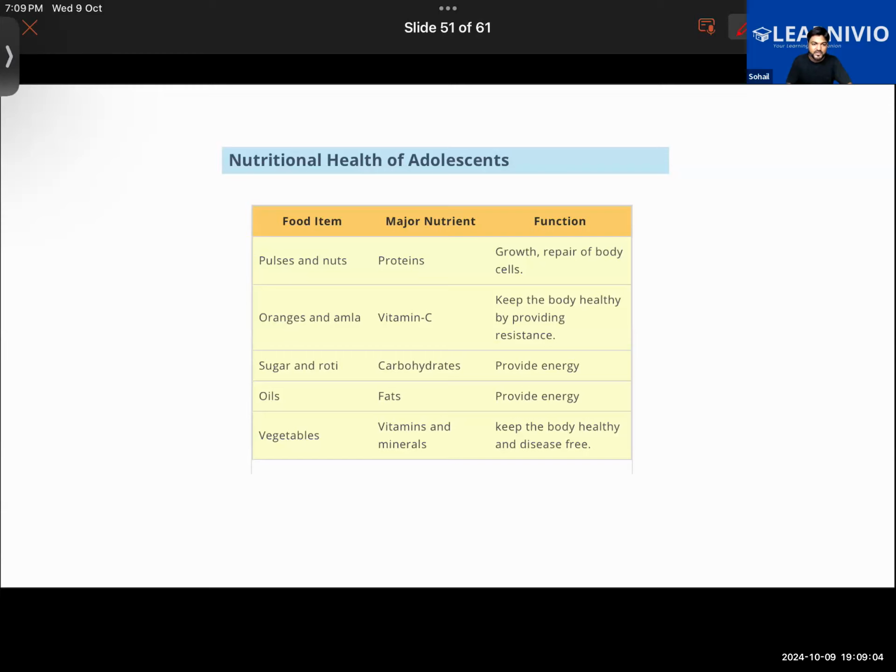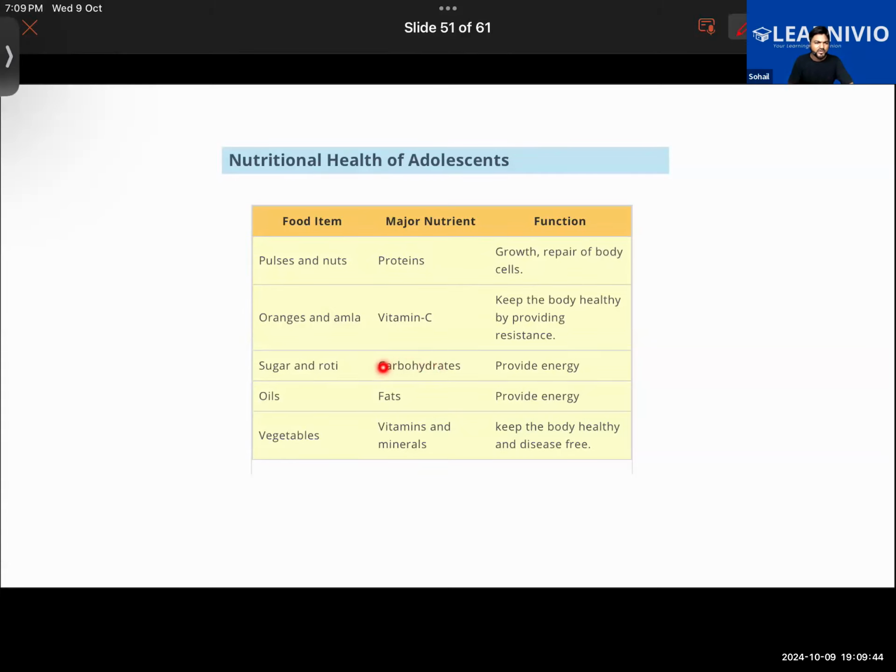Talking about the diet, they should consume food items like pulses and nuts, as they are a good source of protein. They should consume citrus fruits, as they contain vitamin C, which is important for the health of the body. If the body is not getting an adequate amount of vitamin C, the person might suffer from scurvy. In scurvy, as you might have seen in your textbooks, there are bloody gums and wounds do not heal. So to avoid a deficiency disease, vitamin C is important, particularly to avoid scurvy.